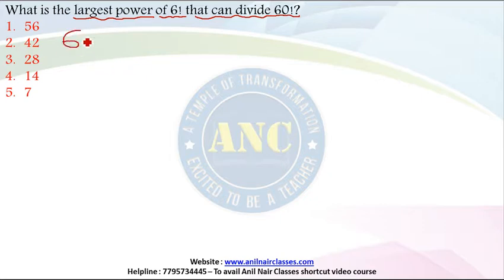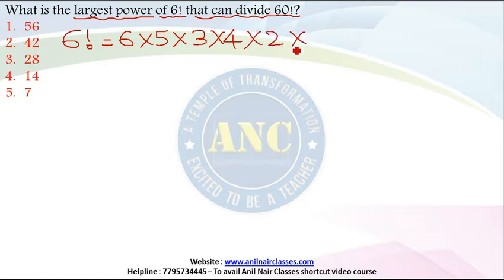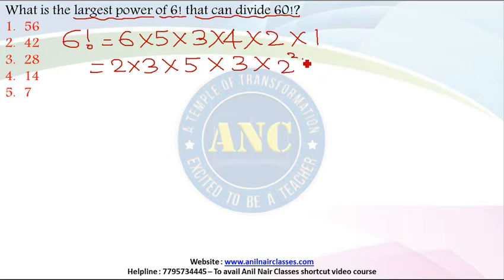Now first of all, let me decompose 6 factorial initially. This is 6 into 5 into 4 into 3 into 2 into 1. Now 6 can be written as 2 into 3. 5 cannot be decomposed further. 3 cannot be decomposed further. 4 is nothing but 2 square, and 2 I will write as it is, 1 I will write as it is.